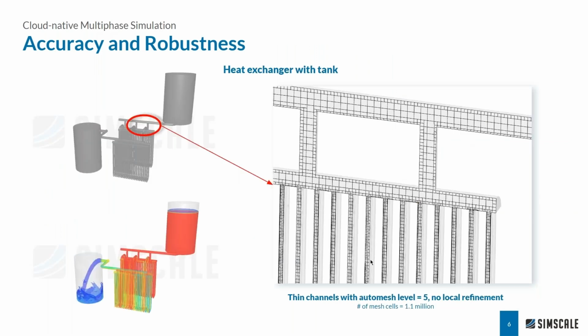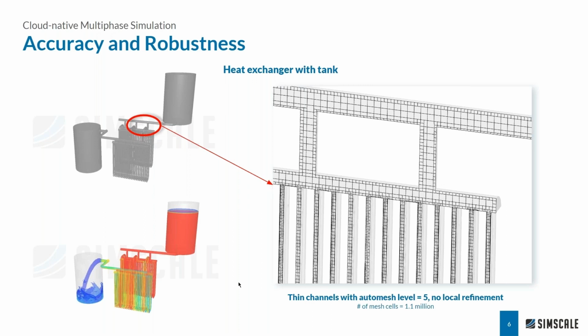And another example I have here is for a heat exchanger, which has large tanks on both the sides with pretty thin channels, which are about a few centimeters apart. And just by changing the auto mesh level up to 5, we are able to capture all the features properly. And as you can see here on the right, and as a best practice, what we usually recommend is that when you have such thin gaps or thin channels, you should aim for at least 3 mesh cells across that width. And that is why we had to go up till the auto mesh level of 5.